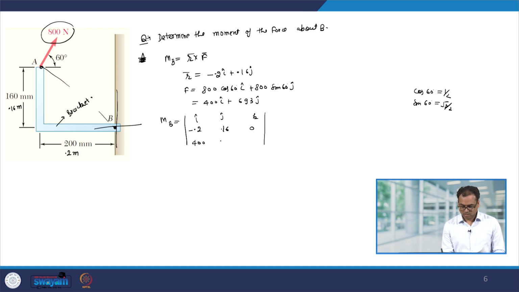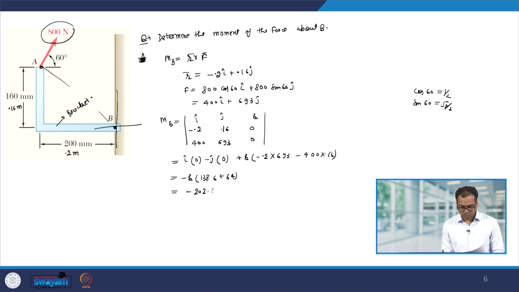The determinant with i, j, k, minus 0.2, 0.16, 0, 400, 693 and 0, and this will be i times 0 minus j times 0 plus k times minus 0.2 into 693 minus 400 into 0.16. This will be minus k (138.6 plus 64), equal to minus 202.6 Newton meter, and its direction is k cap. So, this is one way of calculating the moment about point B.